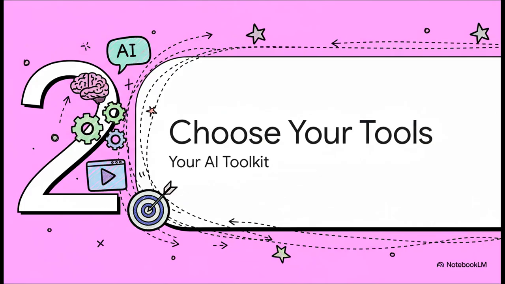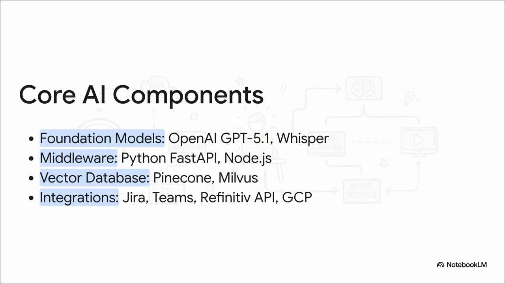Okay, so once you have your workflow map ready to go, it's time to assemble your toolkit. This really just means picking the right AI models, the software that's going to connect everything, and the best strategy for personalizing it all for your specific needs. So here are the core building blocks.